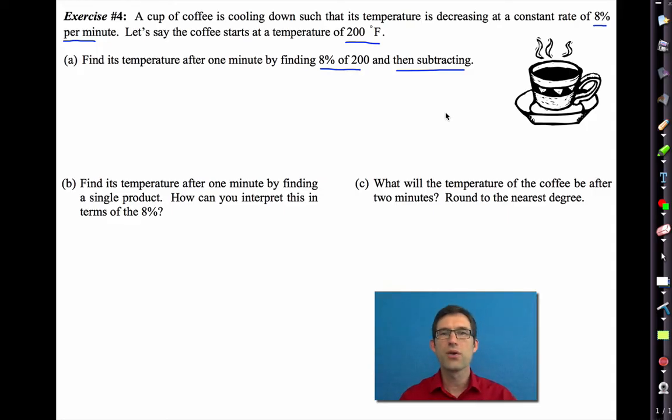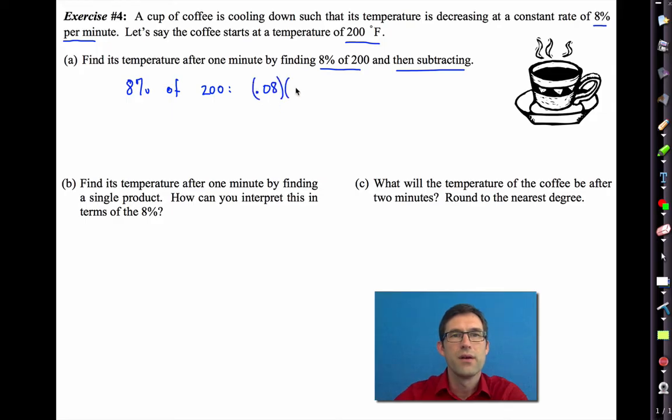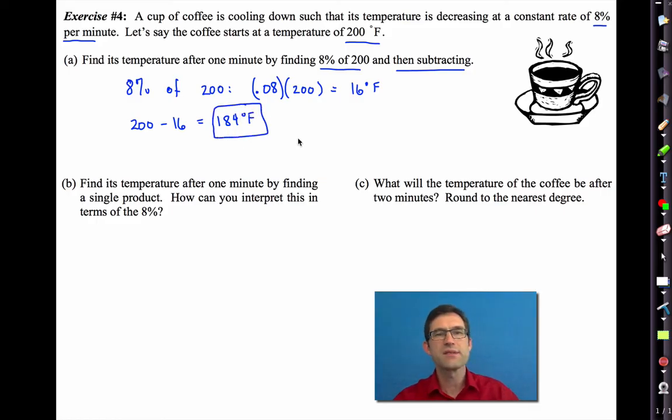All right, let's go through the math. We're going to do this in 2 steps and then figure out how to do it in 1 step. Just like before, 8% of 200, that's simple enough. We're going to do 0.08 times 200. That's going to give me 16 degrees Fahrenheit. That's how much it's decreased. But now we'll do 200 minus 16 to get 184 degrees. All right, so that's simple enough.